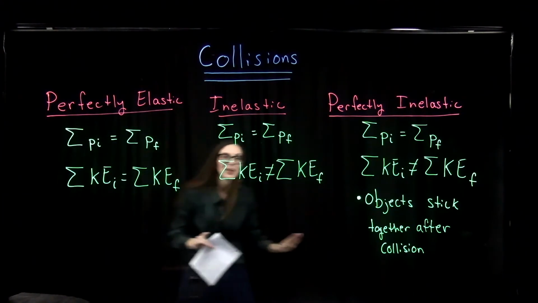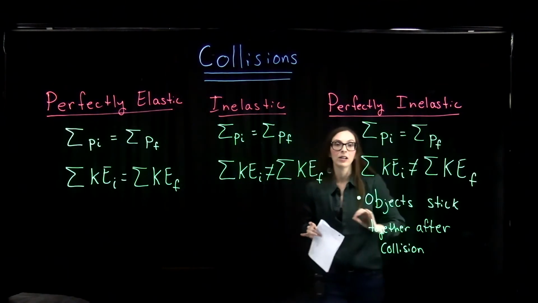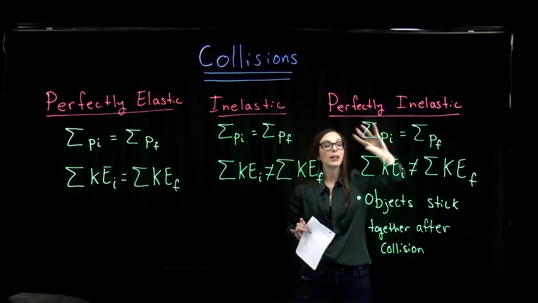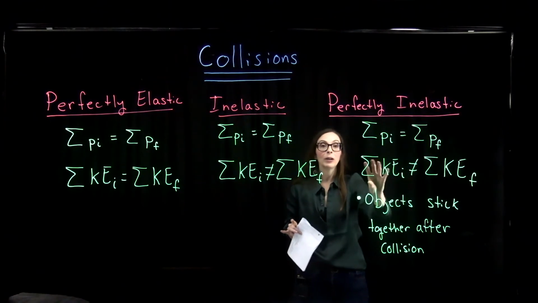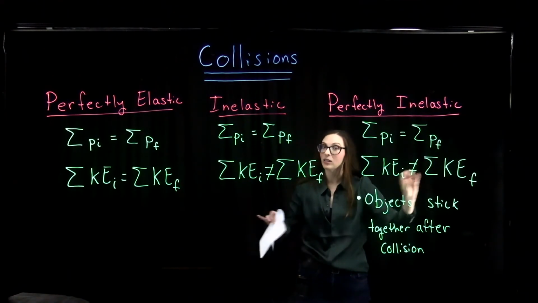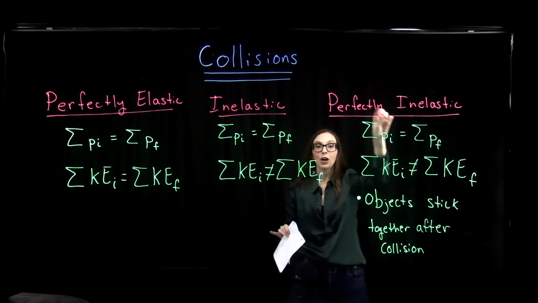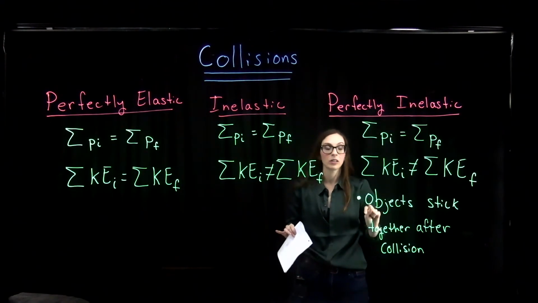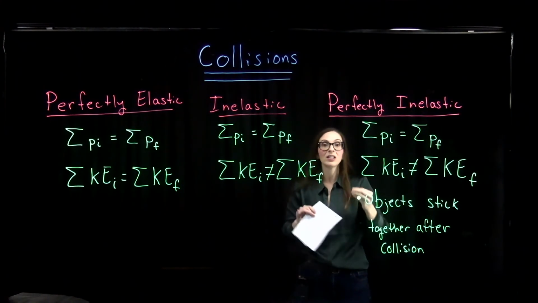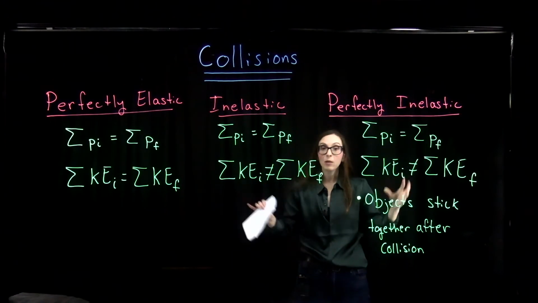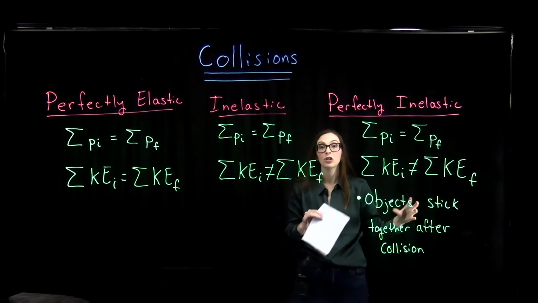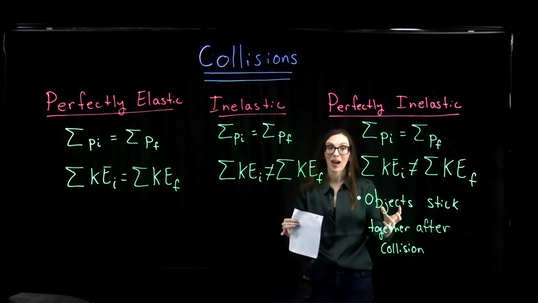Okay. And then we have perfectly inelastic collisions. Our momentum, again, is still conserved. Our kinetic energy is not conserved. And in perfectly inelastic collisions, the objects will stick together after the collision, and then they will continue to move after the collision as one combined mass.